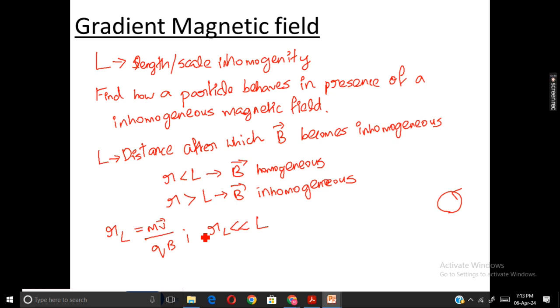So now let's consider a magnetic field. What we are basically doing is trying to find out how a particle will behave in the presence of an inhomogeneous magnetic field. Inhomogeneous in the sense the magnetic field is changing with respect to space as well as with respect to time. So the particle is moving in the magnetic field with varying magnitudes at different points of time and space. In order to simplify the problem, we introduced a term which is basically known as the scale of homogeneity or length of inhomogeneity.